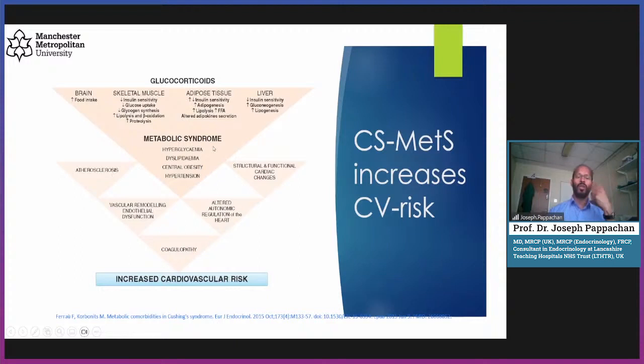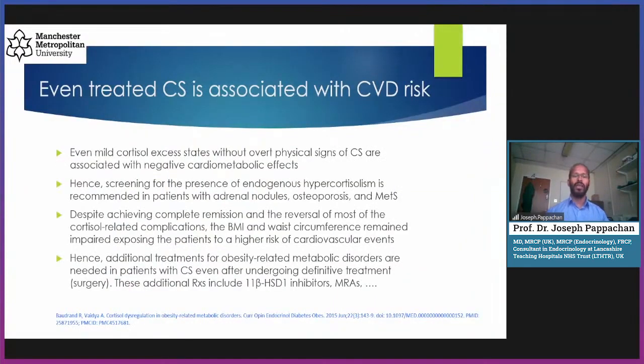So metabolic syndrome causes hyperglycemia, dyslipidemia, central obesity, and hypertension, which in turn cause structural and functional changes in the cardiovascular tissues. It causes increased coagulopathy, atherosclerosis, vascular remodeling, and endothelial dysfunction. All these things increase the cardiovascular risk. Even treated cases of Cushing syndrome can be associated with increased CVD risk because the metabolic abnormalities and the obesity wouldn't go immediately after the treatment. So you have to be very careful with these kinds of patients.